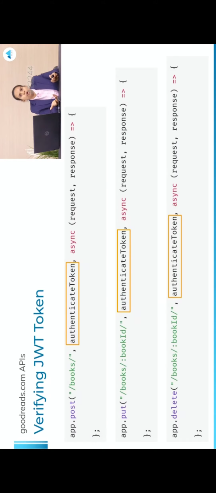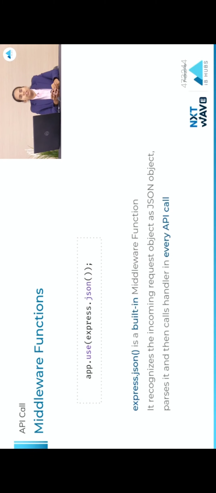So we can make use of this middleware function authenticate token in various other APIs, like say we want to create books, or update a particular book, or delete a book, in various APIs. Wherever we want, we can make use of this middleware function. So the redundancy is lost, right? We can directly make use of this middleware function. This is the advantage.